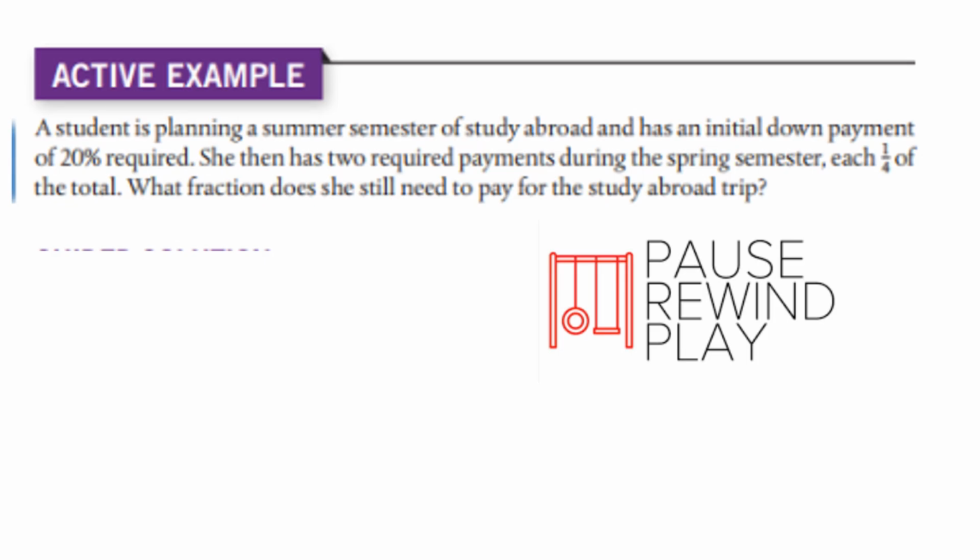Let's look at another example. A student is planning a summer semester of study abroad and has made an initial down payment of 20%. She then has 2 required payments during the spring semester, each 1/4 of the total. What fraction does she still need to pay for the trip abroad after making all of these 3 payments, the initial down payment and each of the quarters? Please pause the video and give it a go. Let's see.